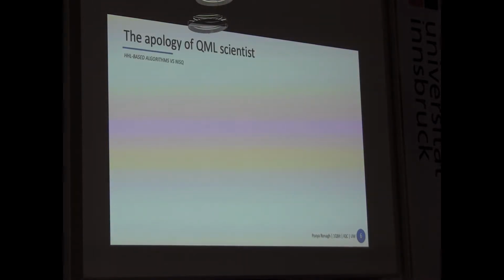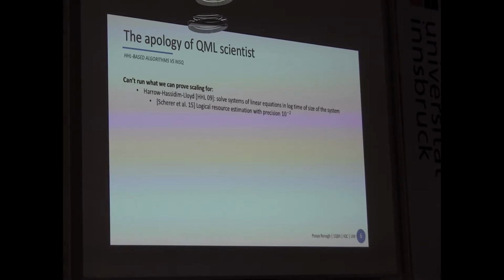Okay, so we have a situation with lots of these quantum machine learning papers, and the problem is that lots of the things we can run, we can't prove scaling for, and lots of the things that we have proofs of scaling for, we can't run. So for example, the things we can prove scaling for but can't run, probably for a long time, are quantum machine learning algorithms based on the quantum algorithms for solving linear equations. These are usually known as HHL-based algorithms.